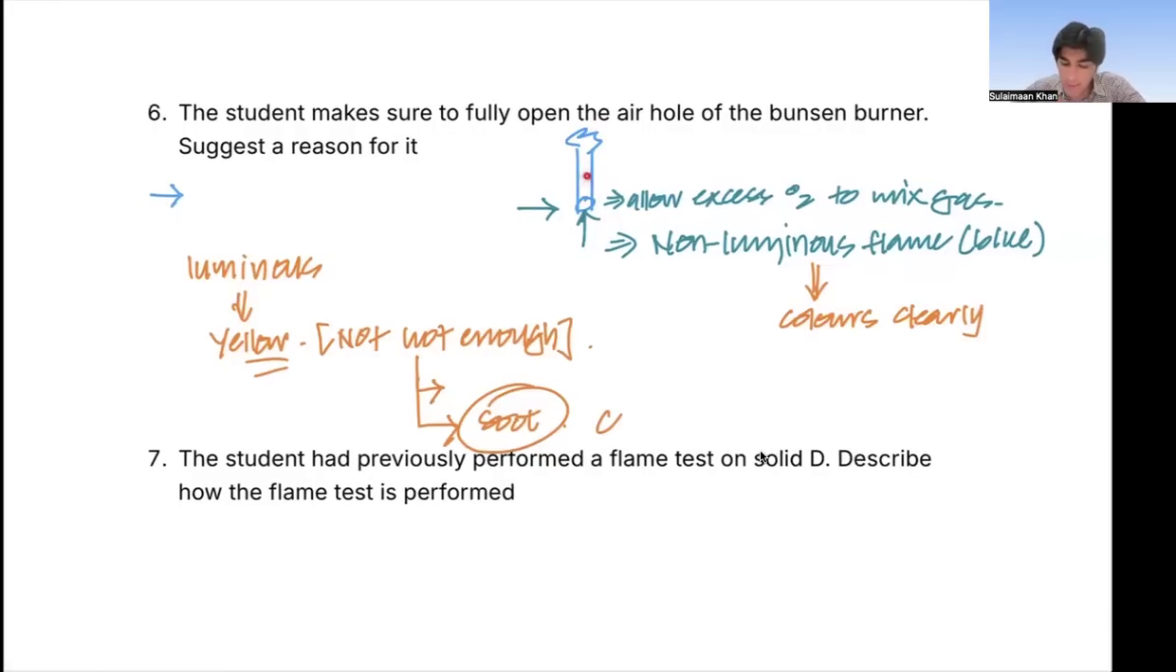Bunsen, when you open the air hole, it's a roaring blue flame. That's why you need to fully open the air hole, because if you don't fully open the air hole, it's going to give you a luminous flame, which is a yellow flame. The Bunsen burner flame is going to be a yellow flame, right?